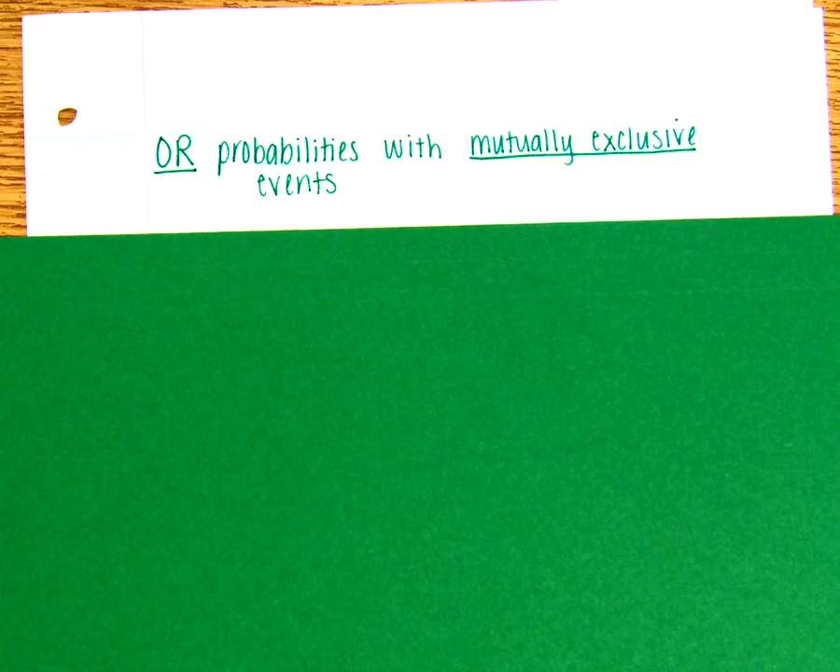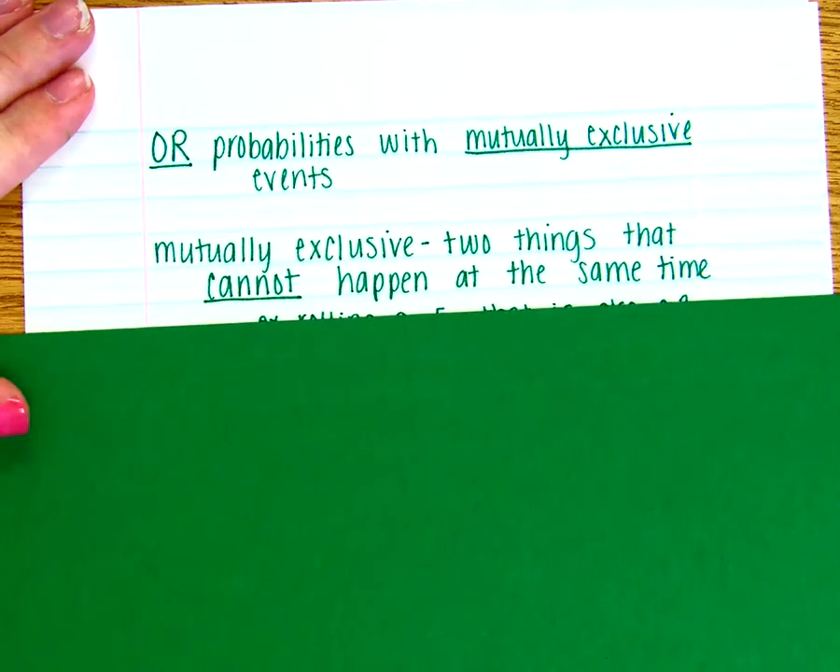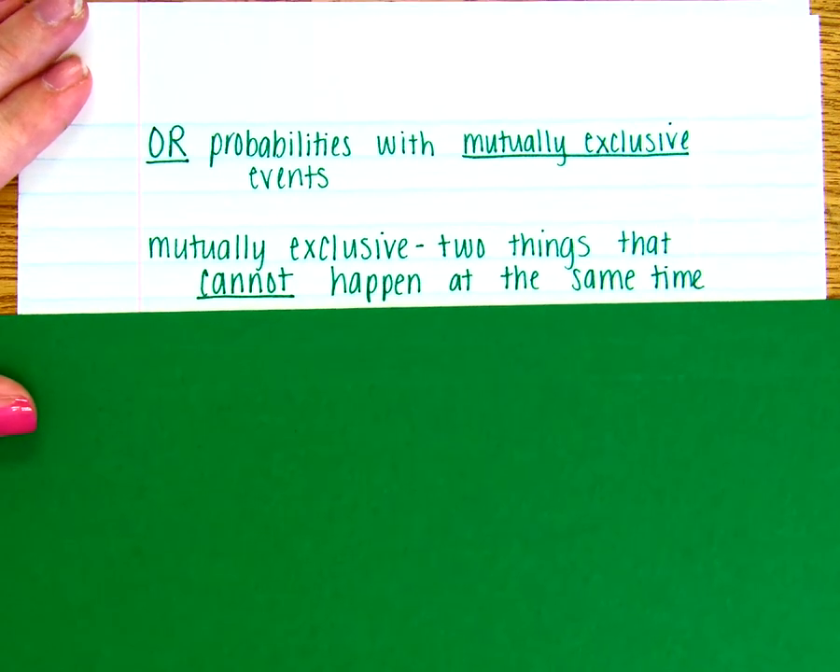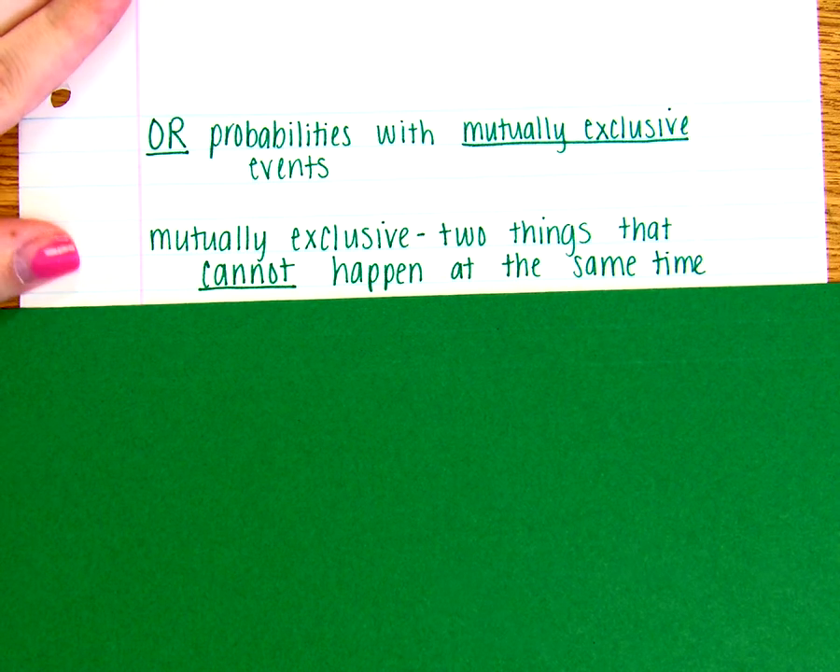The next type of probability that we're going to talk about is called the OR probabilities with what we call mutually exclusive events. And I've underlined mutually exclusive, and you want to do that within your notes as well. First, we're going to talk about what mutually exclusive is. Mutually exclusive are two things that cannot happen at the same time. So if two things cannot happen at the same time, they're called mutually exclusive.